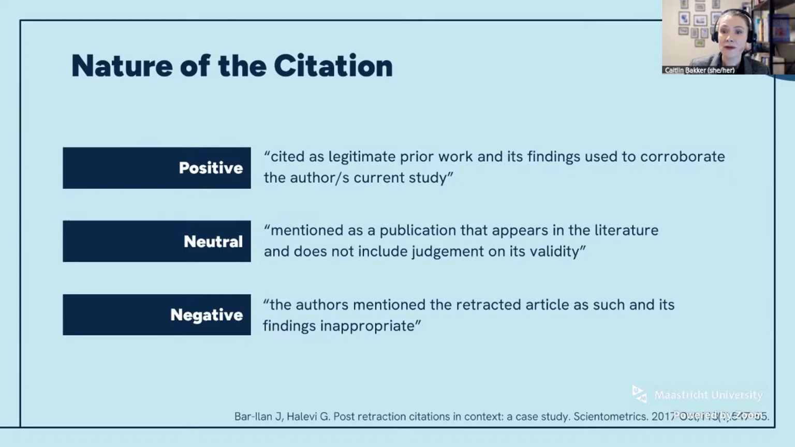We assessed the nature of each citation using another taxonomy that was developed by, again, Bakker and Halevi, where we coded each citation as being either positive, in which the retracted article was treated as valid, neutral, in which the retracted article was mentioned, but no judgment was offered and it wasn't really engaged with too substantially, or it could be coded as negative, in which the retraction was explicitly acknowledged and there was critique of the paper.